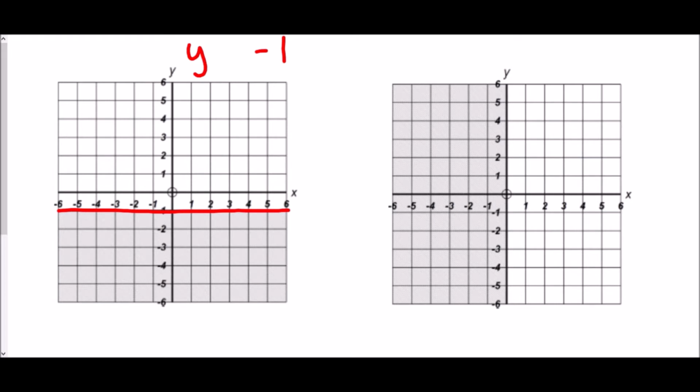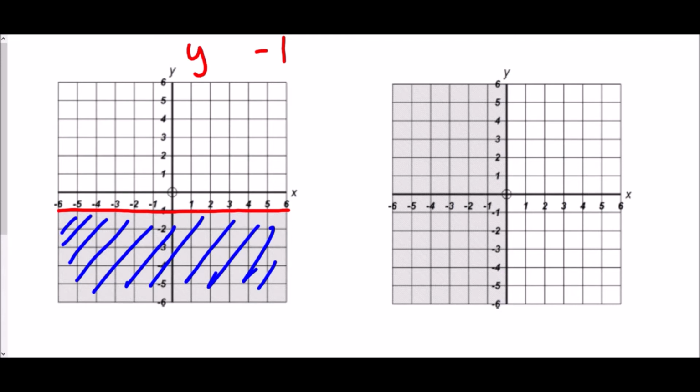But again, we are looking at the shaded region. What can we say about all of those values? Well, all of those values are less than -1 because we've got -2, -3 and so on. And it is a solid line, and because it is a solid line, we also want our equals to symbol.